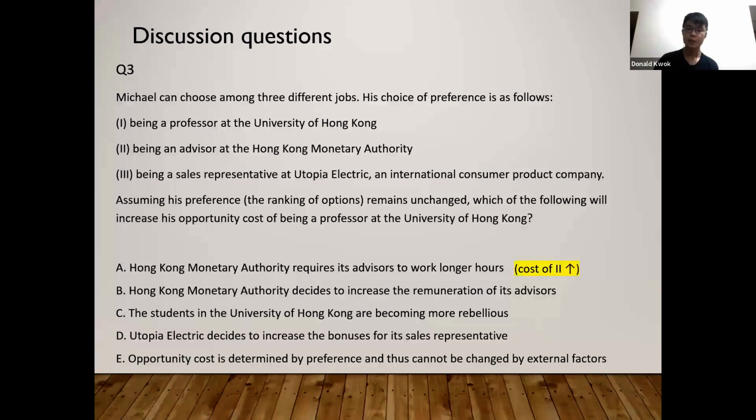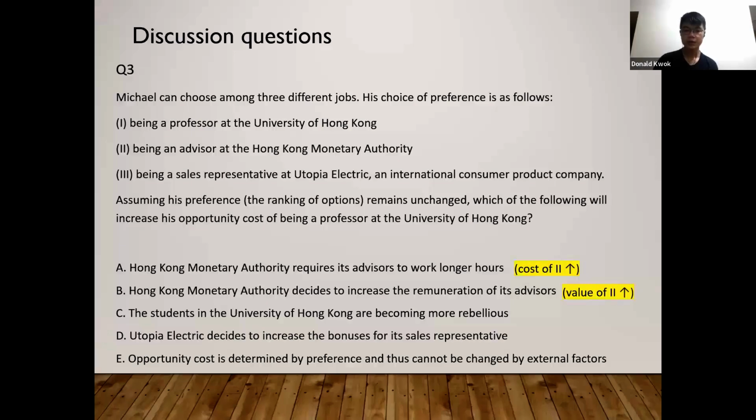So B, HKMA decides to increase the remuneration of its advisors. So this will increase the income, or essentially the value of being an advisor at HKMA. So this will be the correct answer, right? Because the cost of option 1 is the value of option 2. When the value of option 2 increases, this would increase the opportunity cost of being a professor at HKU. So B will be the correct answer, but let's still take a look at C and D as well.